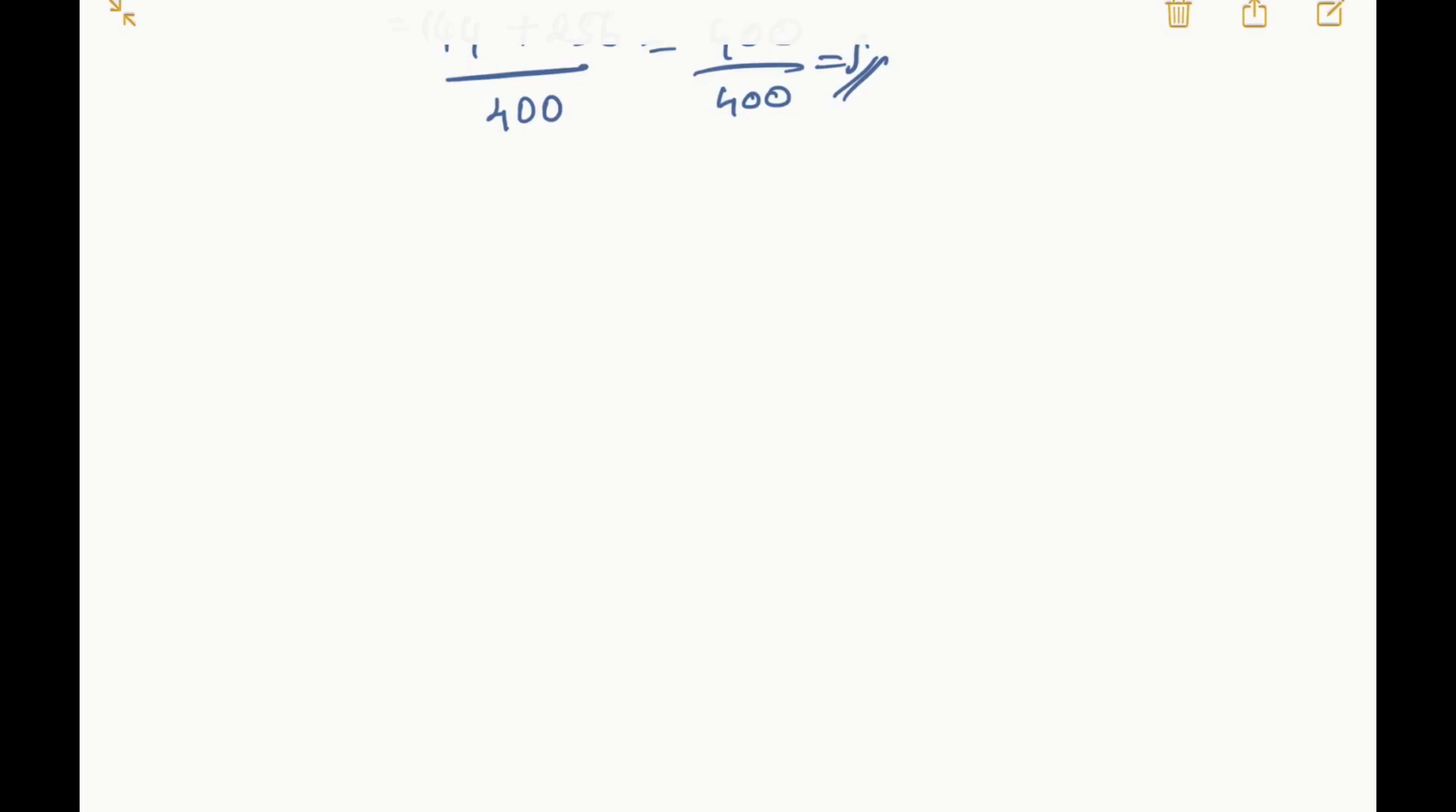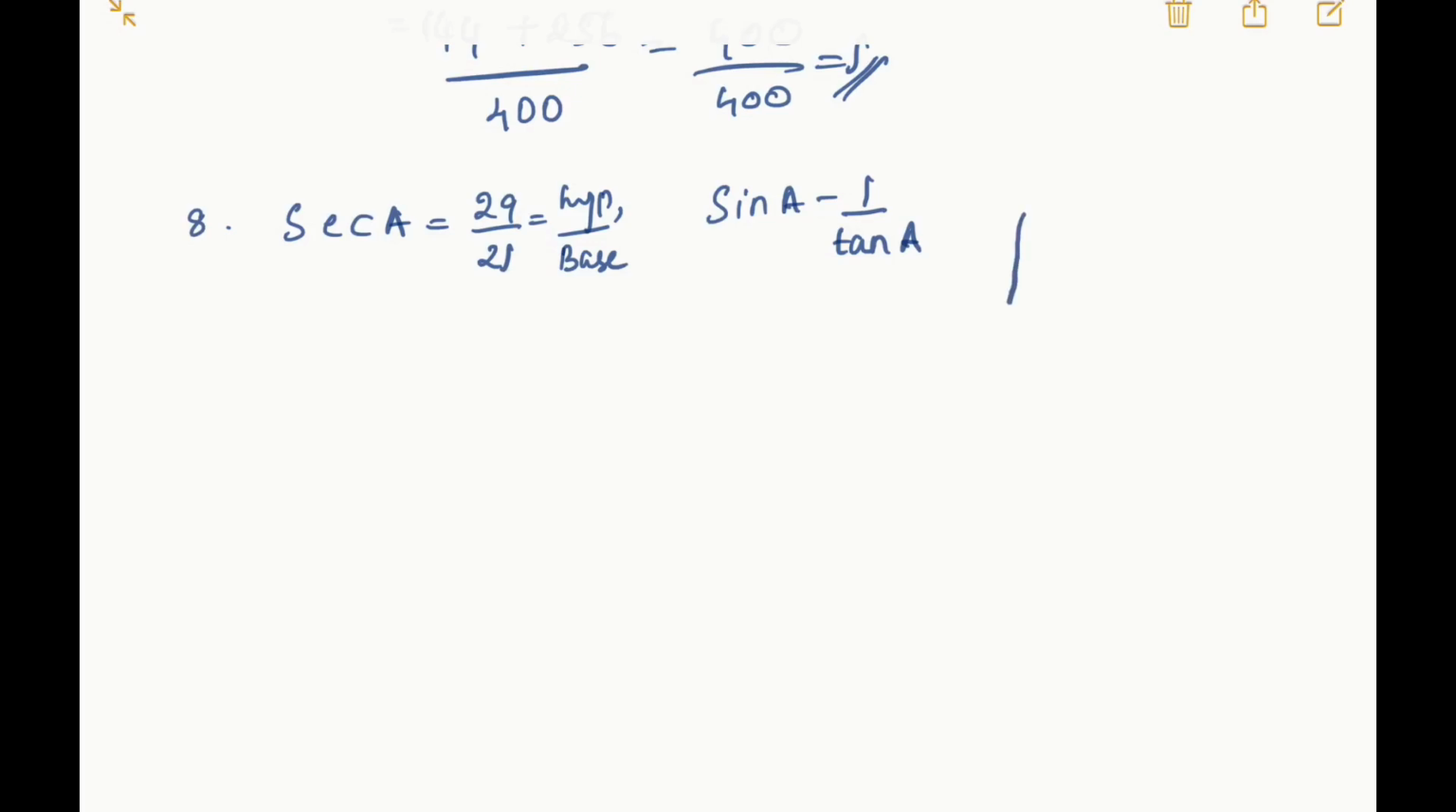Okay students, now let me do the 8th question. Question number 8 is given as, given sec A equals 29 by 21, evaluate sin A minus 1 by tan A. What is actually sec A? Sec A means hypotenuse by base. Here the figure is not given, so we are creating the figure. You need to first draw the figure. Randomly draw a figure.